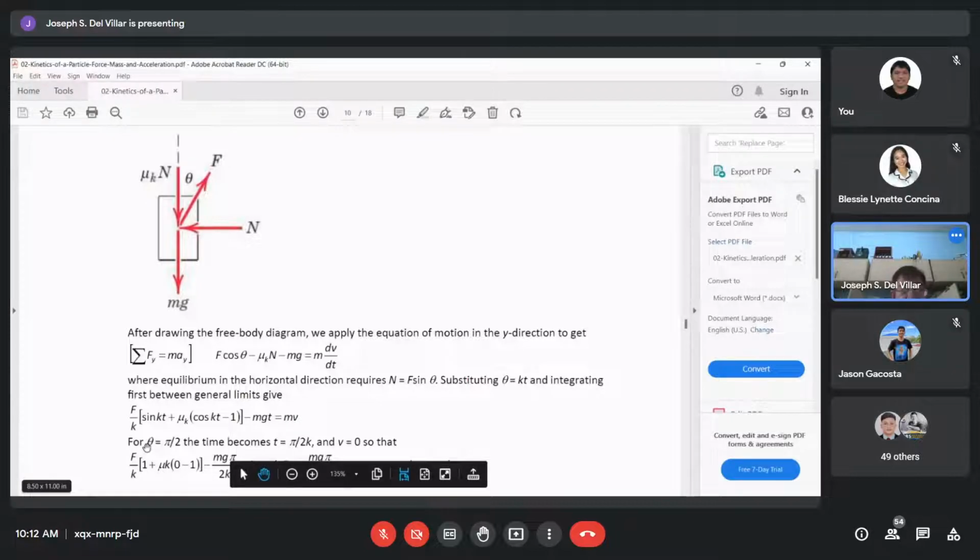So, f over k times sine kt plus mu k times cosine kt minus 1 minus mgt is equal to m times v. Okay? So, in-integrate na kasi siya. Okay? So, after integrating, so ito na yung lumabas.